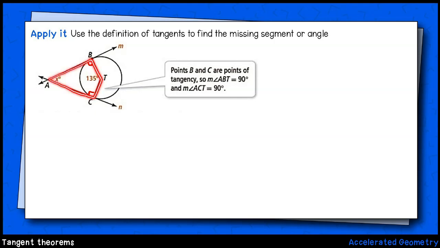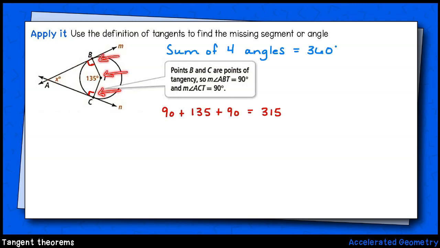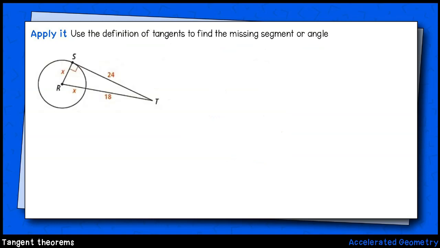We know that the sum of the interior angles in a quadrilateral will be 360 degrees. So we have 90 plus 135 plus 90. That's 315 degrees between these three angles. That means that the fourth angle, x, will have to complete the 360 degrees. So 360 minus 315 equals 45 degrees. That means x is a 45-degree angle. Let's look at a second example.